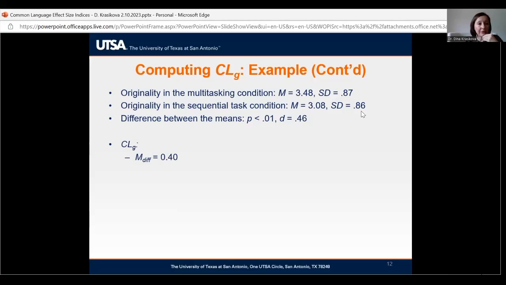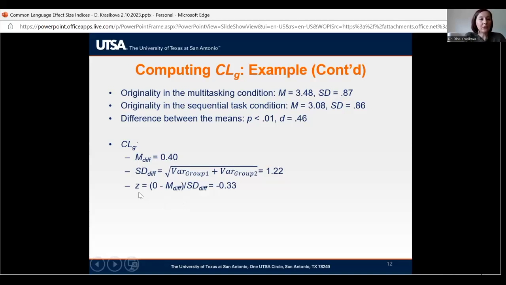So if we want to compute CLG, we first need to estimate the mean of the distribution of difference scores between these two groups. This can be estimated by subtracting 3.08 from 3.48. The standard deviation of this distribution of difference scores is estimated as the square root of the summed variances. And if you do the math here by using the standard deviations, the standard deviation of the distribution of difference scores will be 1.22.